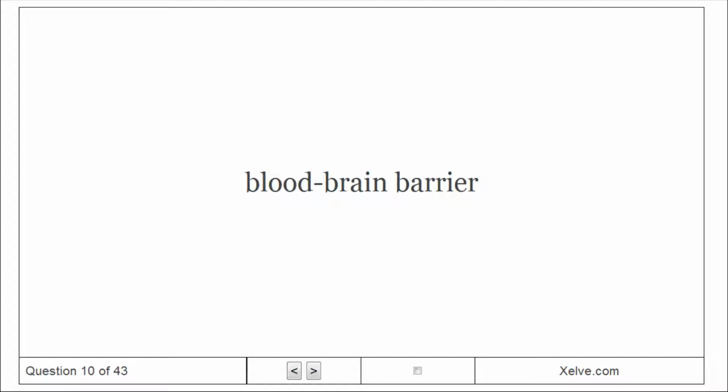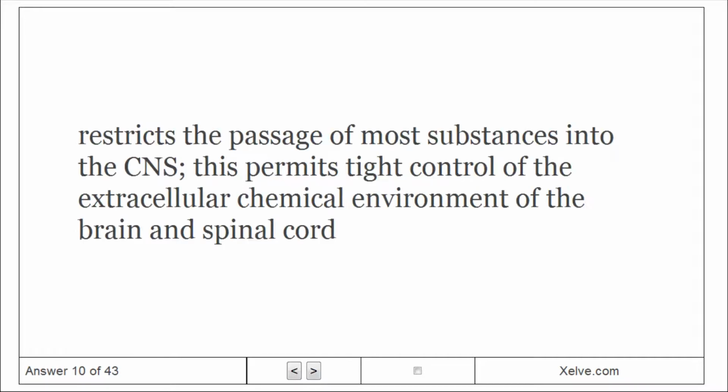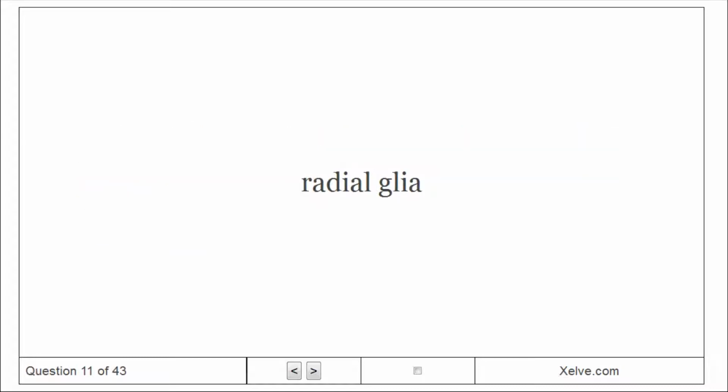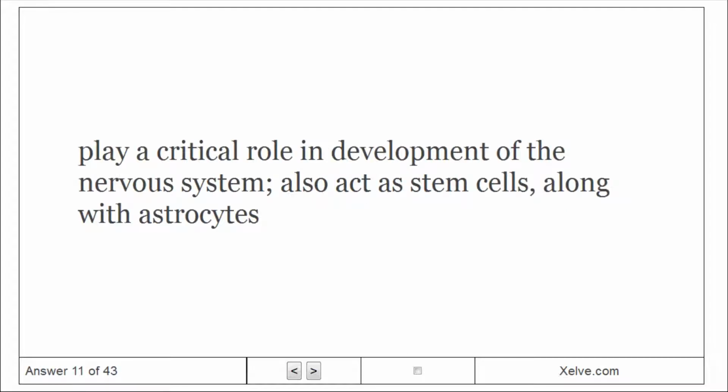Blood-brain barrier restricts the passage of most substances into the CNS. This permits tight control of the extracellular chemical environment of the brain and spinal cord. Radioglia play a critical role in development of the nervous system, and also act as stem cells, along with astrocytes.